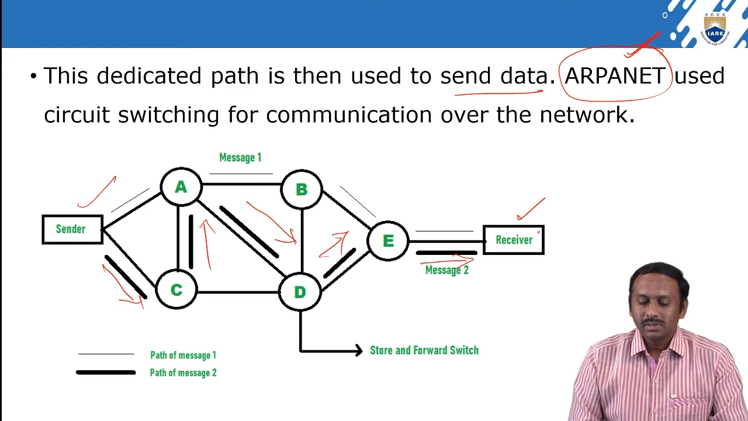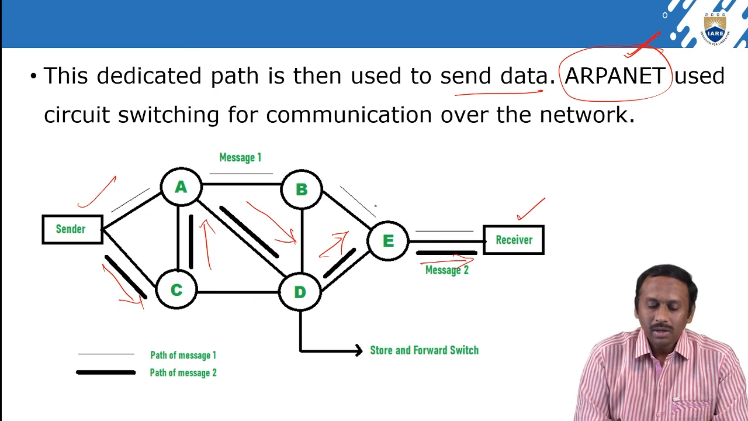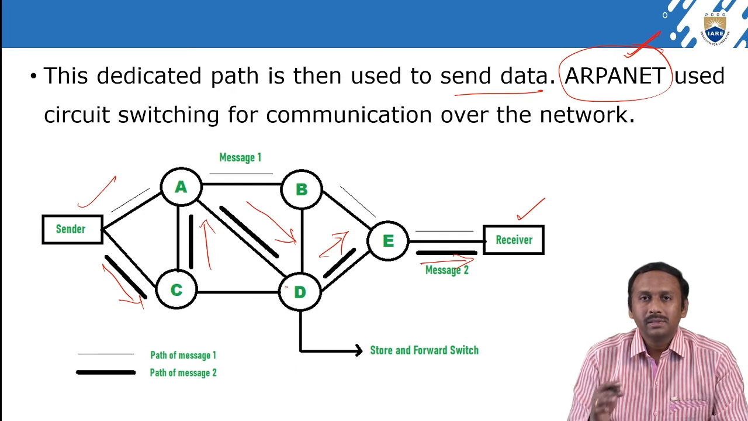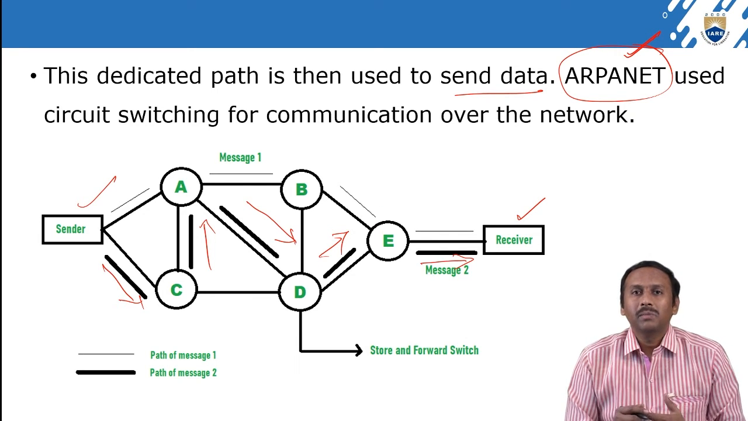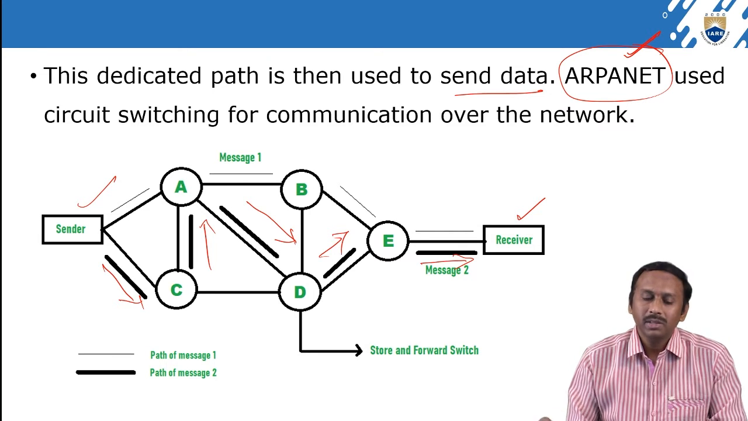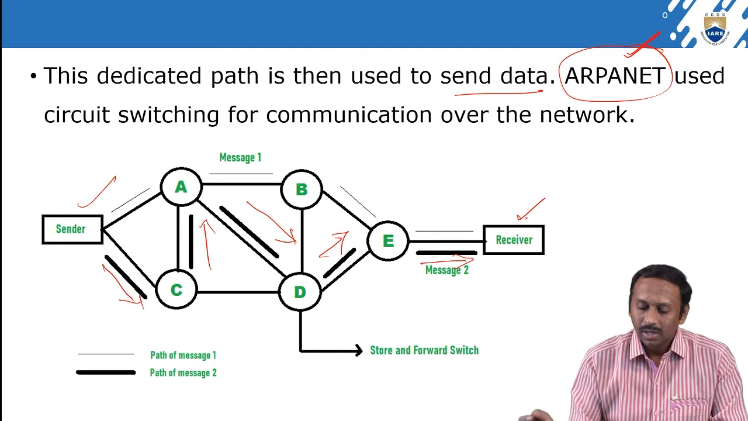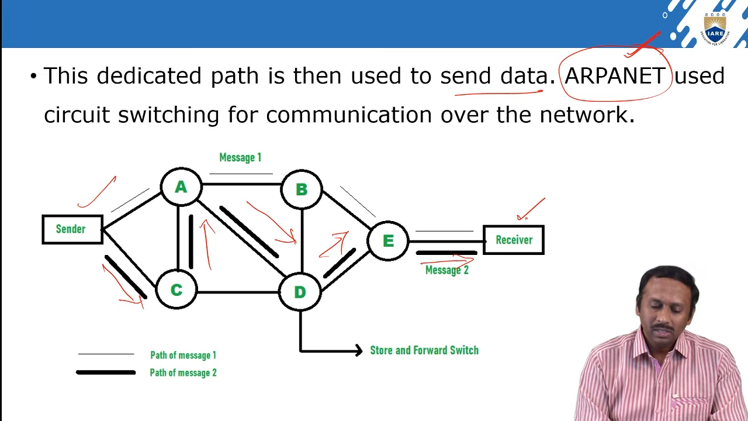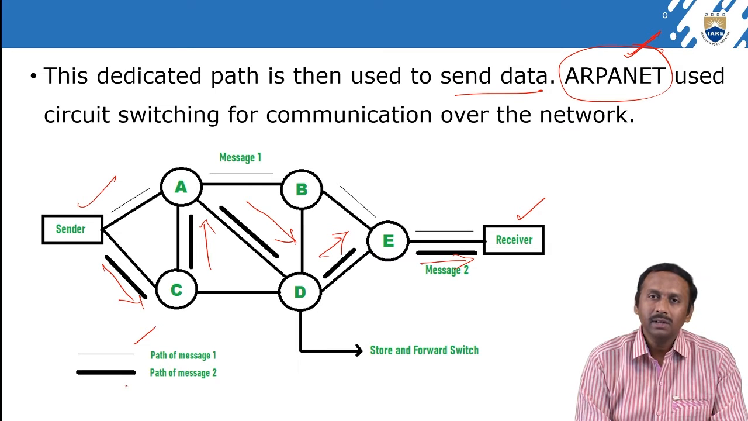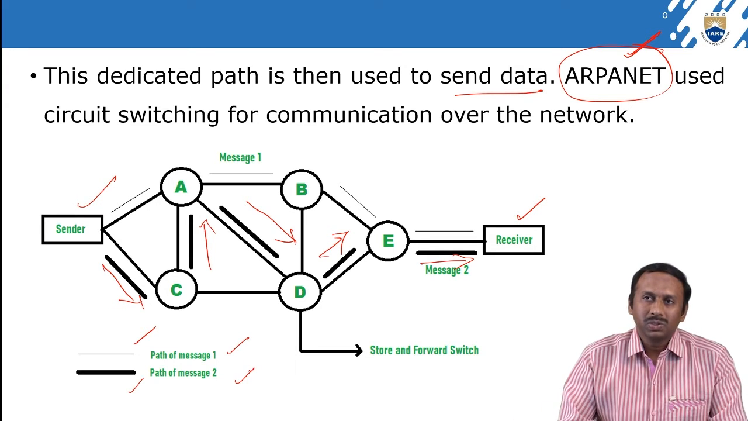Okay, so this is an example of circuit switching. That means all our dedicated paths exist. Among several dedicated paths, it is going to identify one of the best paths, and with this particular path it is going to transfer the data from source to destination, or sender to receiver, right? And there are small lines, thick lines and thin lines. This thin line is the path of message 1 and the thick lines represent the path of message 2, right?